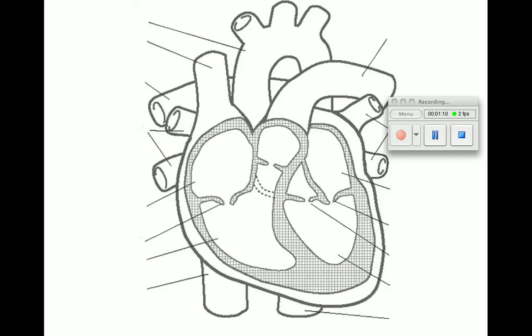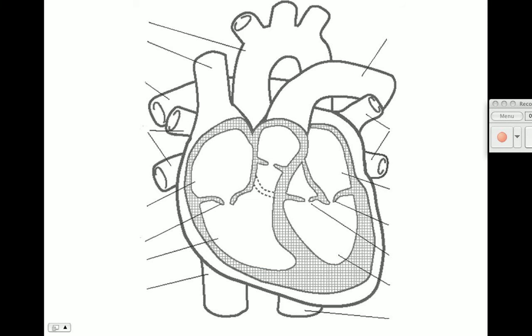The next section in terms of what we did is the heart diagram, and you can see that diagram here on the DVD. What I'm going to do is take you through this, and the order that we do this in has to do with the order that blood travels into and then through the heart, and this is something that you will need to know.